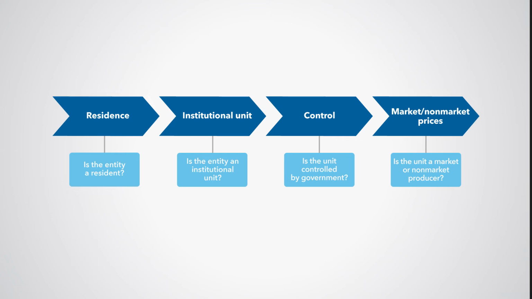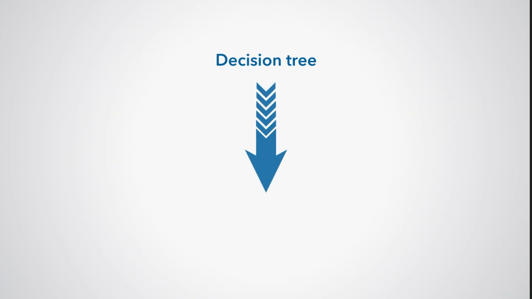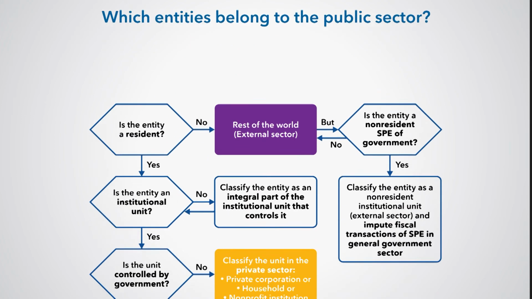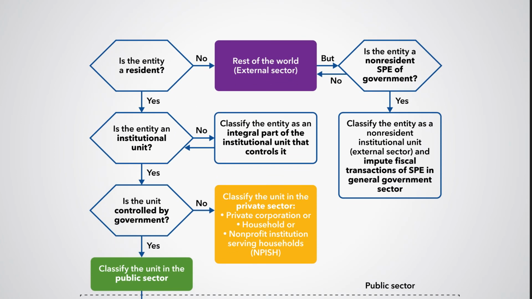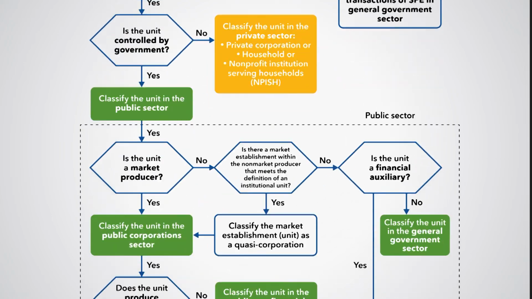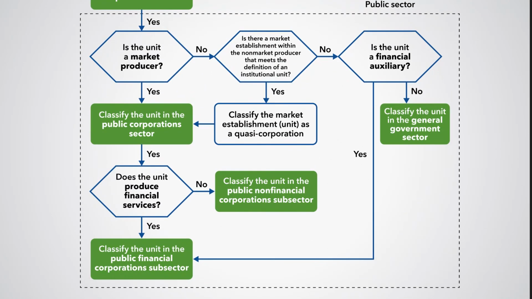Using these four questions, you can apply the decision tree to determine which entities belong to the public sector or are outside the public sector. The decision tree also helps us to decide where in the public sector to classify units. The answers to the questions in the decision tree are based on economic substance rather than legal form.